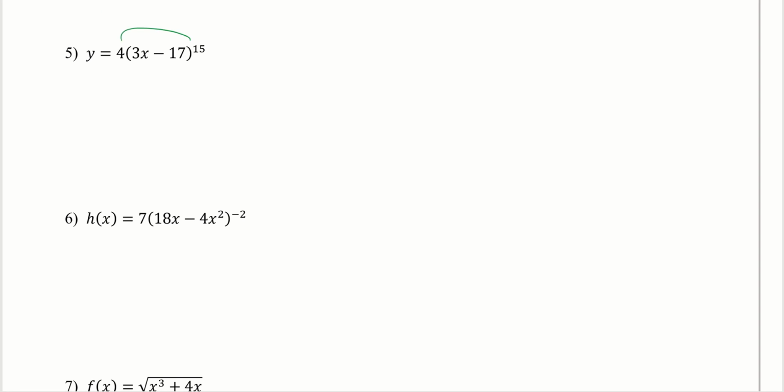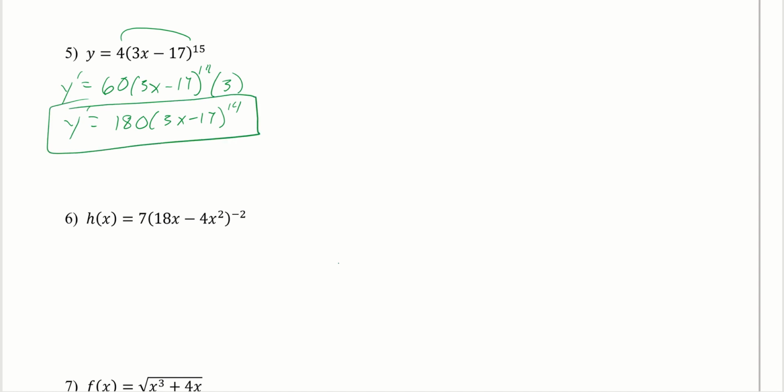Okay. So number 5, same idea, bring this down. So 15 times 4, that would be what, 60? Keep this the same, 3x minus 17 to the 14th, and then the derivative of the inside would be 3. So this one's not super crazy to clean up a little bit, so we could at least do, say, 180 times 3x minus 17 to the 14th, and that's plenty. I don't really want to see you evaluate 3x minus 17 to the 14th.